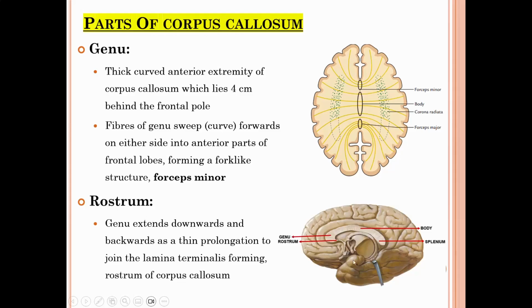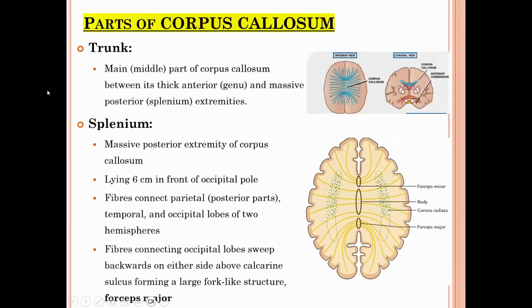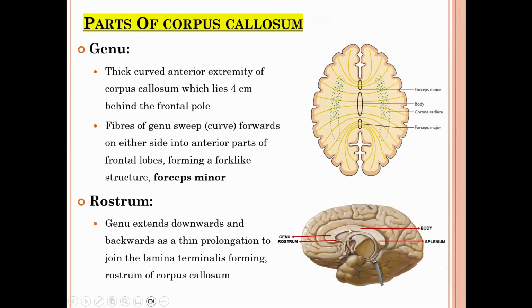Then there is rostrum. So rostrum is here, extending downwards and backward as a thin prolongation to join the lamina terminalis. So here is lamina terminalis. From genu to lamina terminalis, the part of corpus callosum is known as rostrum. Now the trunk. Here is the trunk, the main middle part of the corpus callosum, which has thick anterior genu and posterior splenium. We can see here, this is the body or trunk, here is genu and here is splenium.